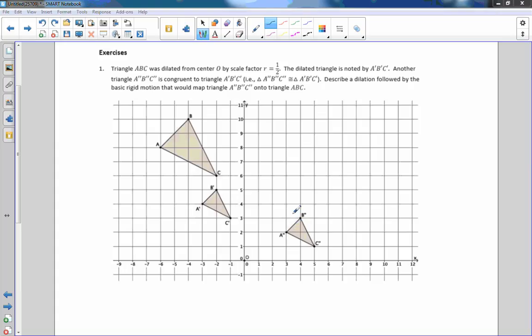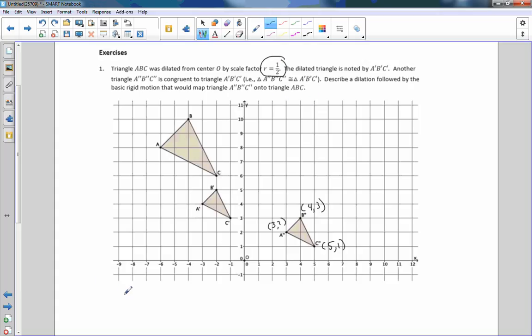onto triangle ABC. So I'm not going to bother drawing the rays this time. I'm just going to label my points. A is at 3, 2, and B, or A double prime, B double prime is at 4, 3. And C double prime is at 5, 1. Okay, if I am going to dilate that up from the origin back to this, I have to do the opposite direction. So this is scaled down by 1/2. The reciprocal of 1/2 is 2.